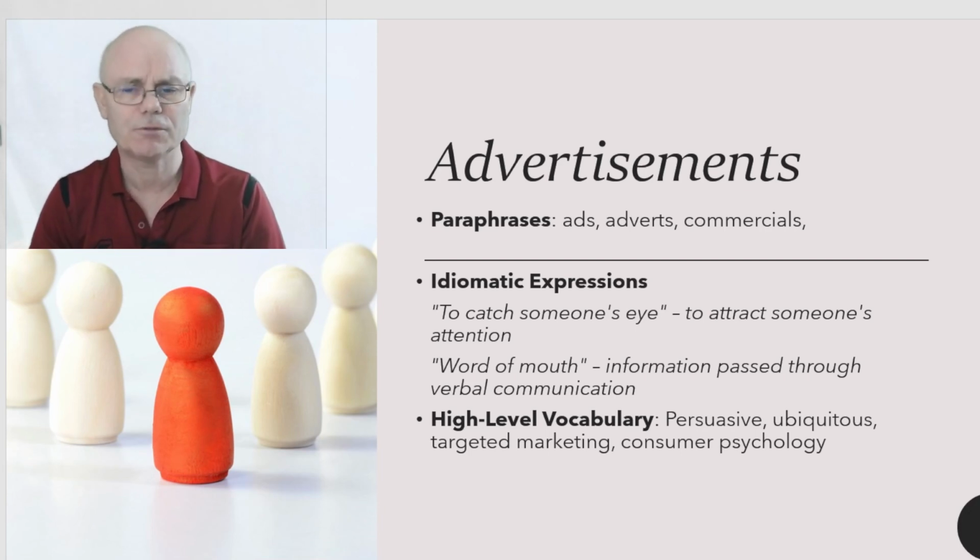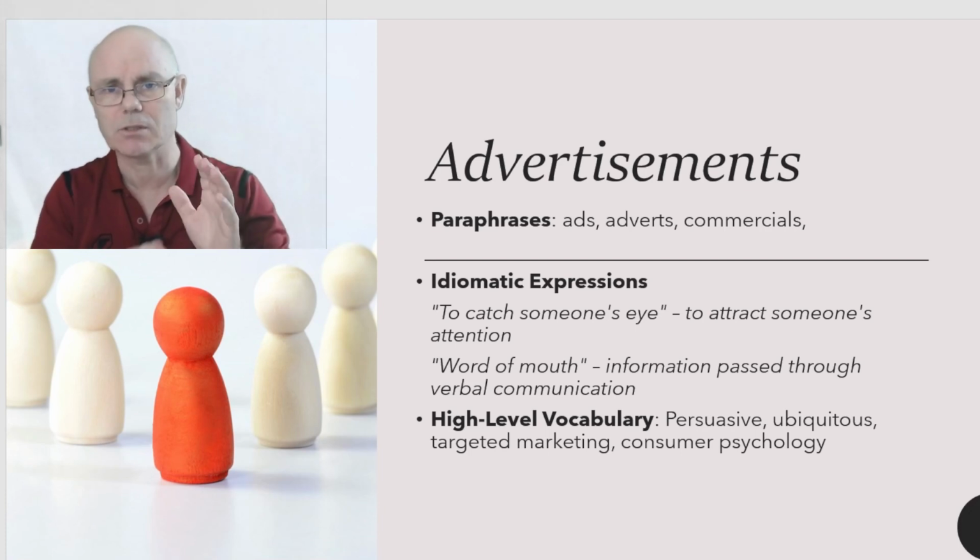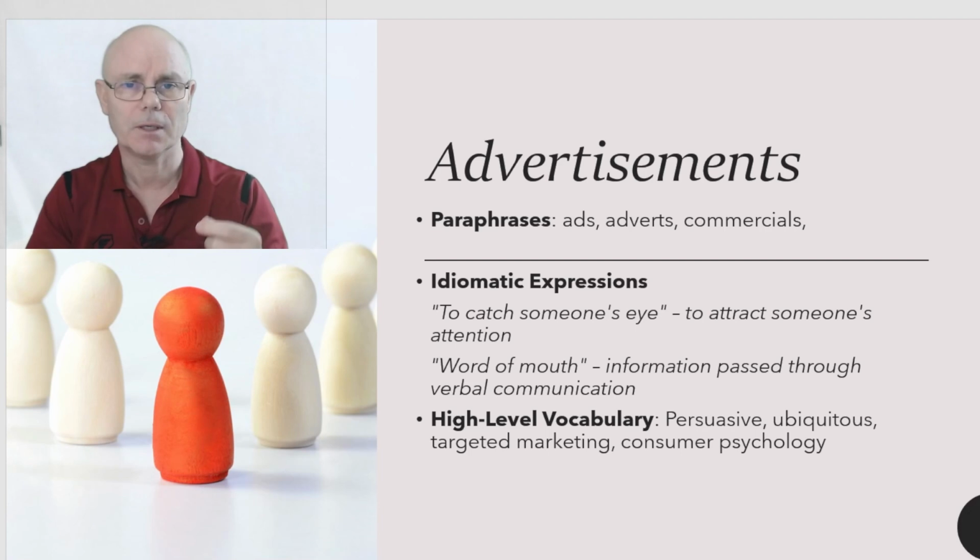And then some high-level vocabulary. Persuasive: advertising that's persuasive persuades you to buy. Ubiquitous means you can see something everywhere. Sometimes we might feel when we're online, advertising is ubiquitous. It just pops up everywhere. Targeted marketing is when advertisers go for a particular age group or gender, some kind of demographic.